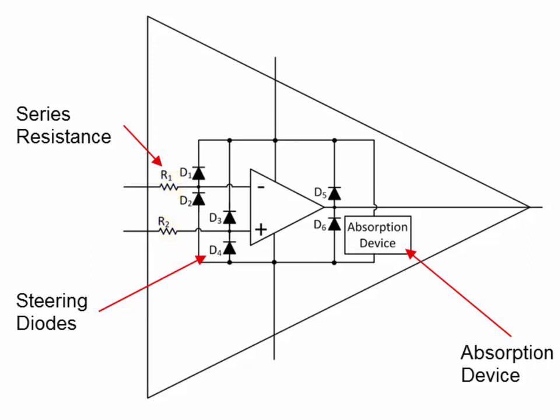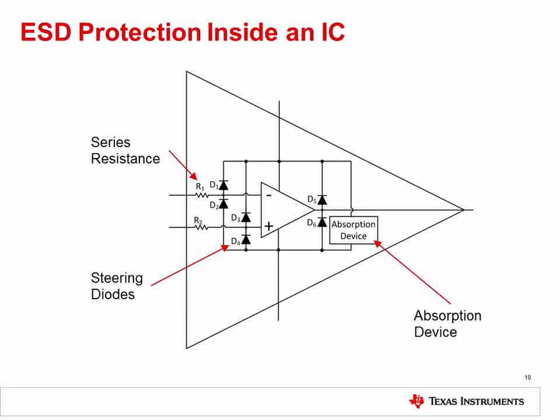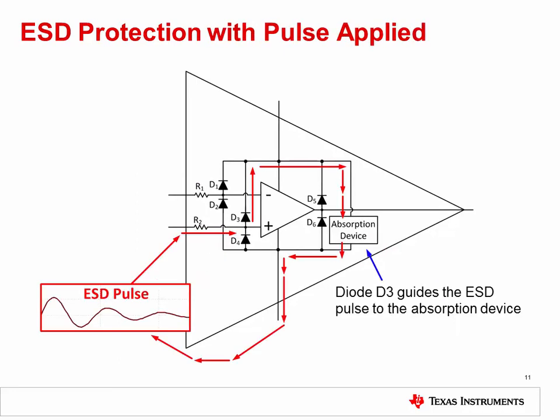Note that a larger series resistance offers more protection, but often degrades other key parameters such as noise or maximum output current. This practical limitation on resistance may affect the ESD robustness of some devices. Let's examine how the ESD protection structures work.